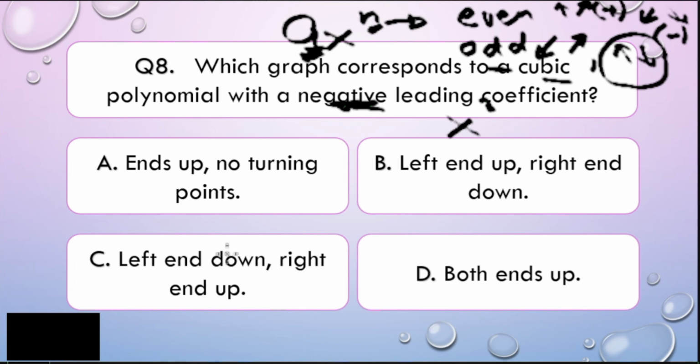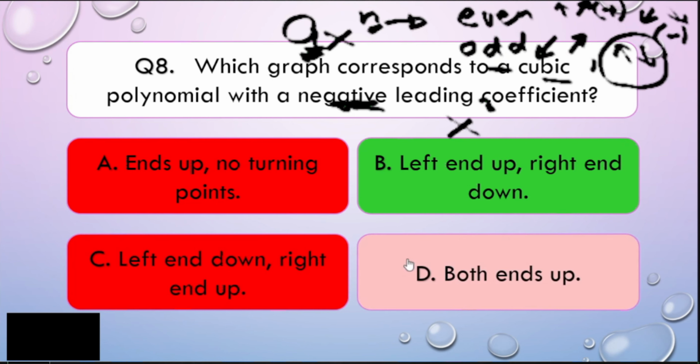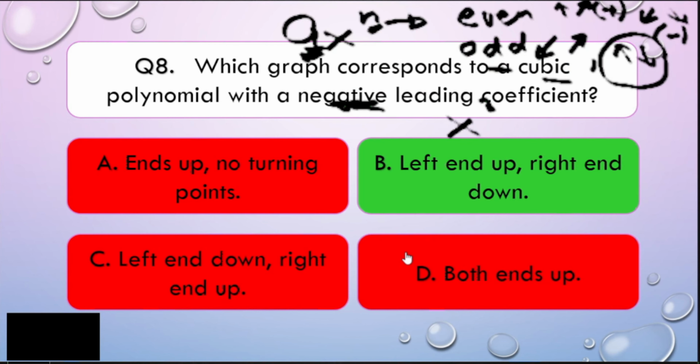So the left end down is wrong. Left end up, and the right end is down. So the correct answer, my dear math learners, is letter B. Let's check whether we are correct. Easy, right? Very easy, my dear math learners. So I hope that is very clear to you. Of course, we also have a video of the whole discussion in our channel. You can check that out.